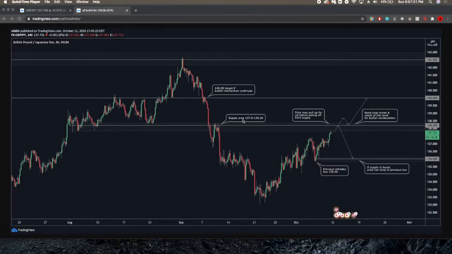We're currently at a supply area, 137.8 to 138.2-ish. I also said that price may pull up for liquidity before selling off from supply, right? And where can it go? It can go to the previous intraday low, which is 136.0. So if supply is found, then price can drop to the previous low. Otherwise, we need a clear break and retest for a bullish continuation. And if we do get bullish continuation, then 140.00 is the target if bullish momentum continues, okay?